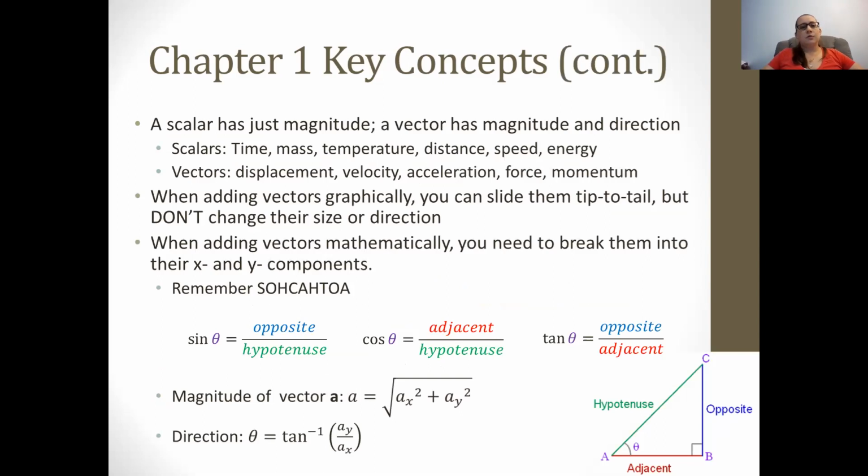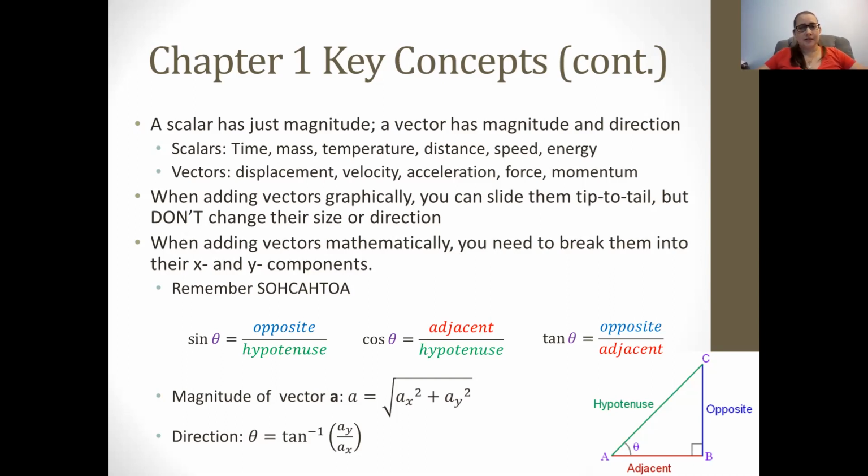Also covered in chapter 1 were vectors and scalars. So remember, a scalar is a quantity that just has a size associated with it. Scalar size or magnitude. So these would be things like time, mass, speed, temperature, energy. These things don't have a direction, right? You can't go like forward 4 kilograms. It doesn't make sense. It's not necessary. So when we're dealing with a quantity that just has a size to it, that's a scalar.